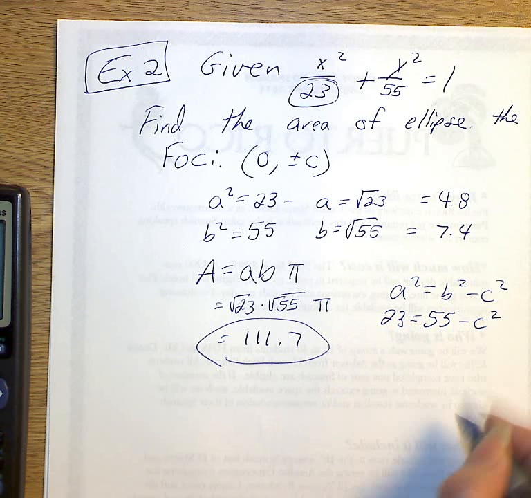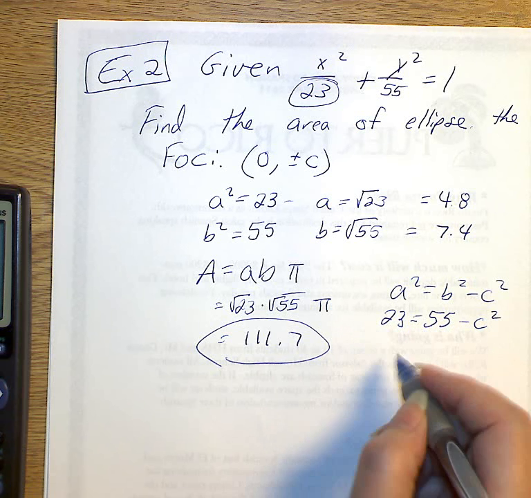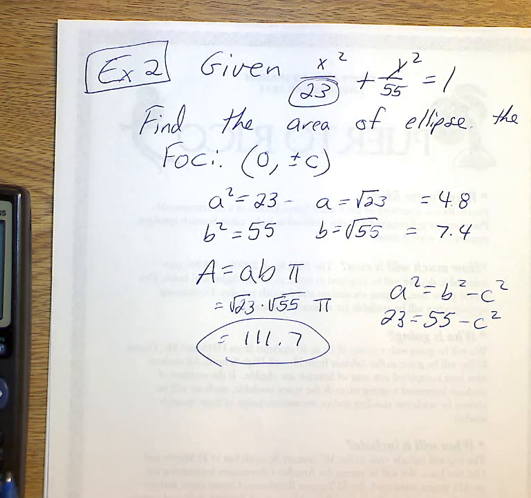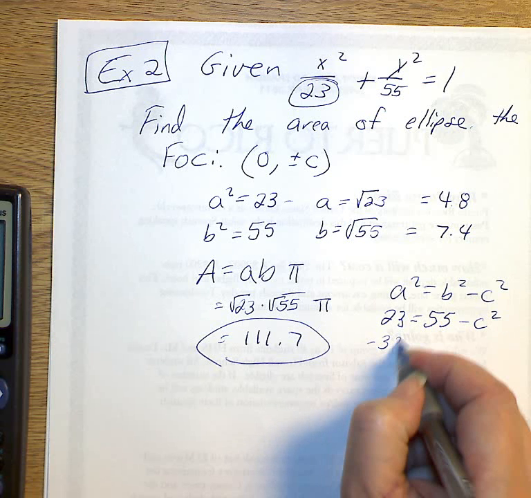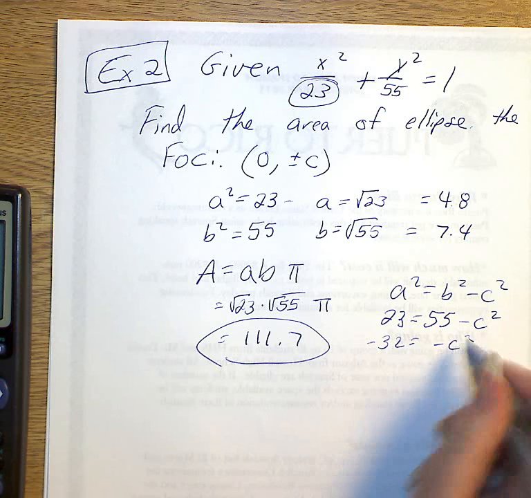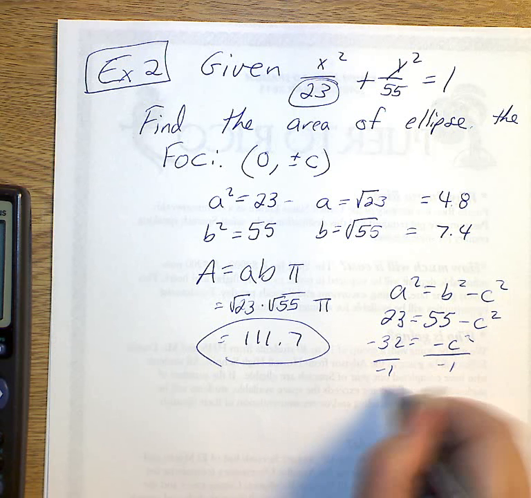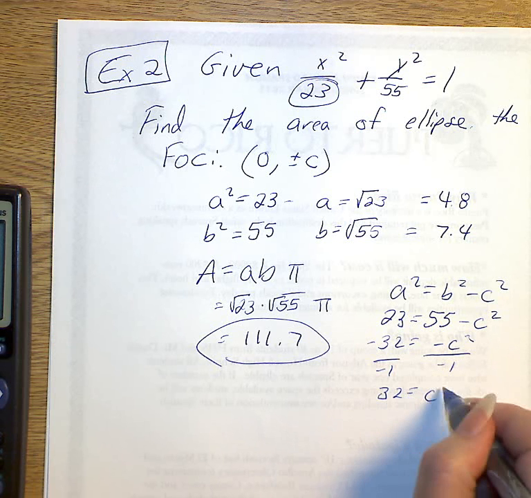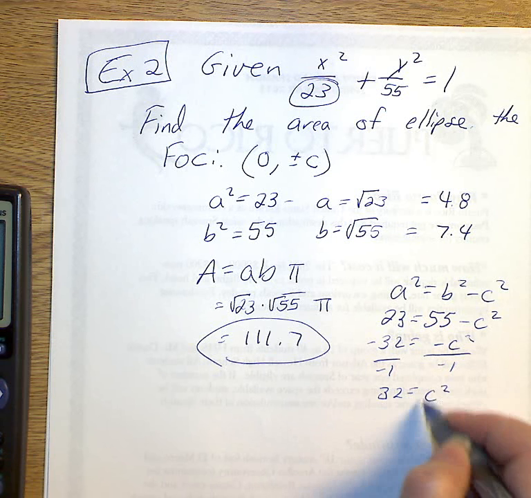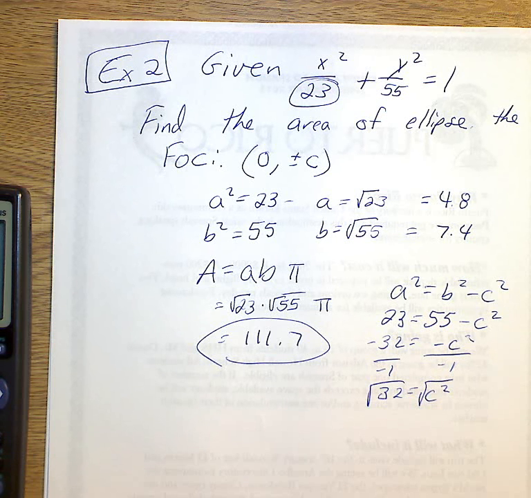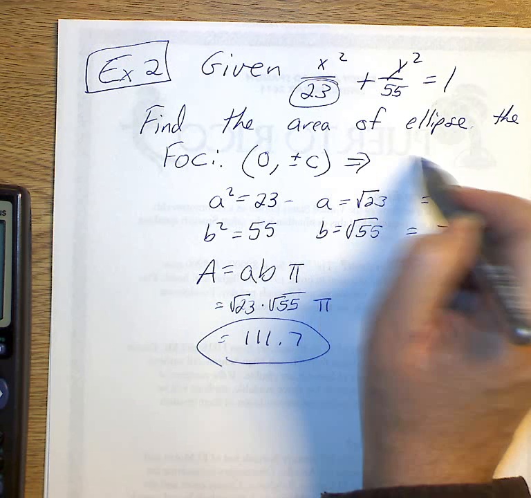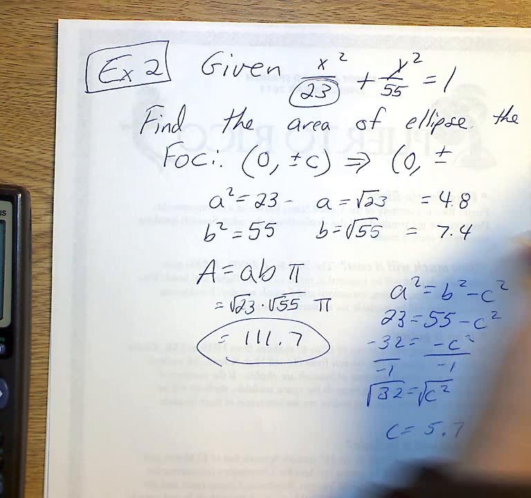I'm going to subtract my 55. So I get negative 32 is equal to negative C squared. Divide by negative 1. So I have 32 is equal to C squared. And then the last thing we have to do is take the square root. So the square root of 32 is C, which is 5.7. So your foci is (0, plus or minus 5.7).